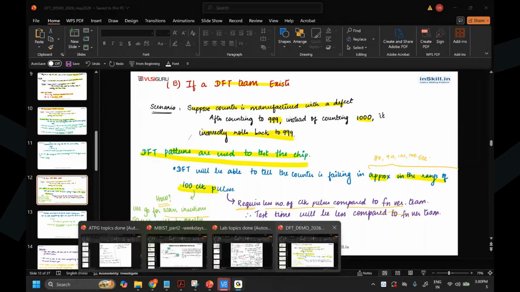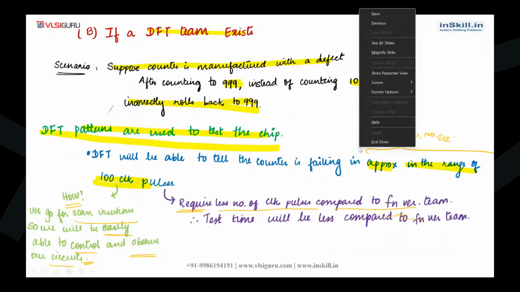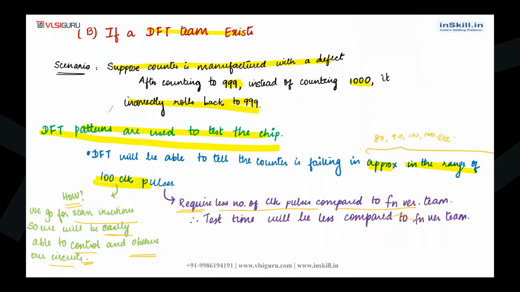If you see, for the DFT team, we require less number of clock pulses compared to the functional verification team. So that's why test time will be less compared to the functional verification team.